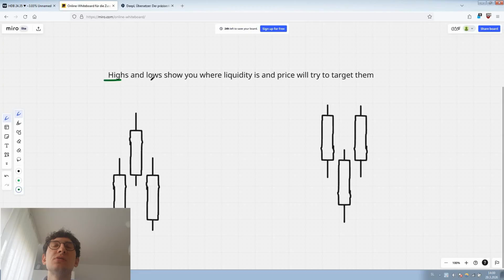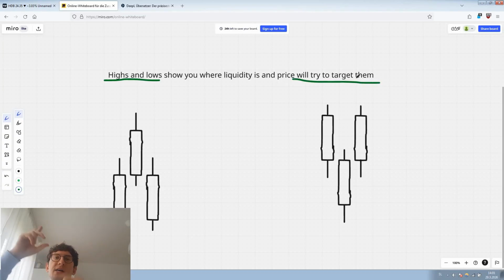Essentially, what are highs and lows? Highs and lows are important on the chart because they show you where liquidity rests, okay? When people are trading, they will always put stop loss or take profit above highs or below the lows, okay? And then price will always go up and down and try to target them. That's why the price is moving up and down, because price essentially runs on liquidity, which we are going to talk about next week. Price essentially tries to target those highs and lows so that people are forced to sell, and then the price goes in another direction, and that's basically how the market runs, okay?